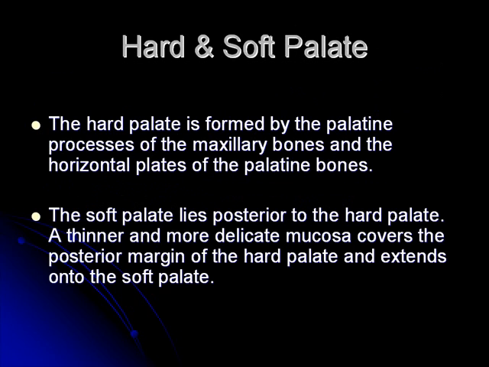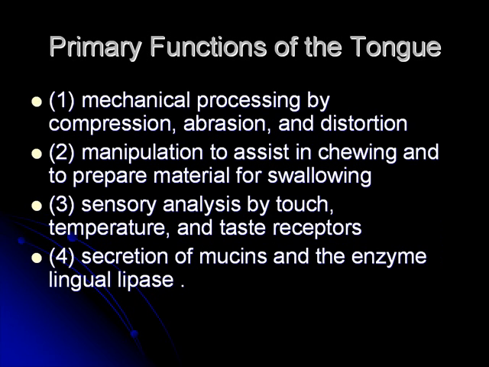The hard and soft palate. The hard palate is formed by the palatine processes of the maxillary bone and the horizontal plates of the palatine bones. The soft palate lies posterior to the hard palate. A thinner, more delicate mucosa covers the posterior margin of the hard palate and extends onto the soft palate.